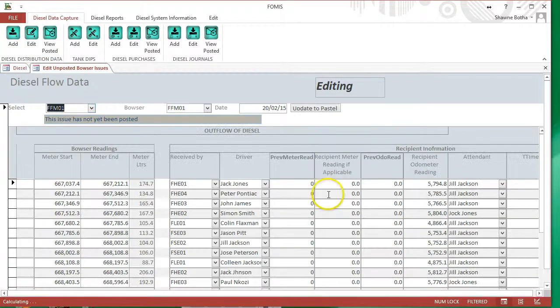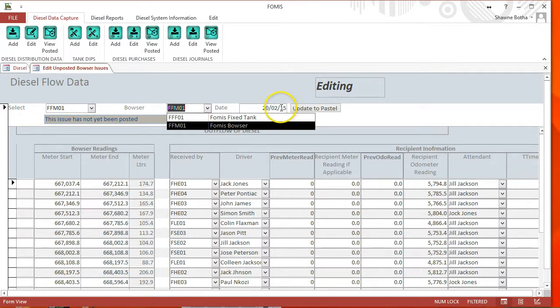I've got some test data here. Essentially, you would select your bowser. You can have fixed tanks, or movable bowsers, and you can also issue diesel from one to the other, so that's not a problem. The data on this capture form is normally captured by date, by bowser, so it would be literally the diesel book for that tank. The rest is quite self-explanatory.